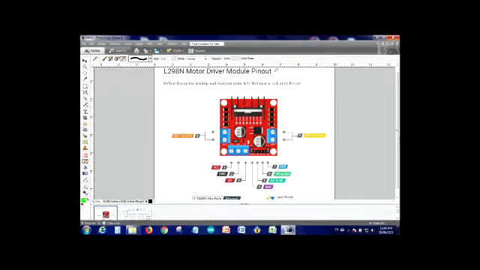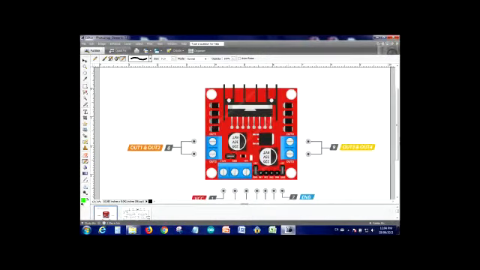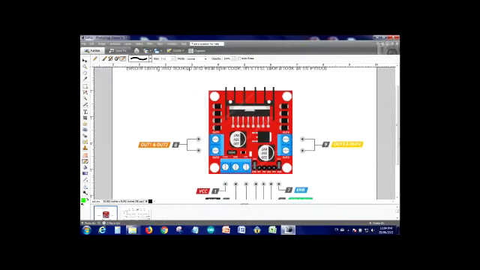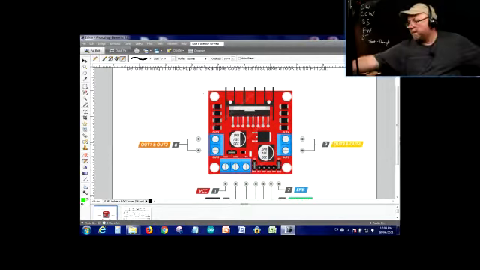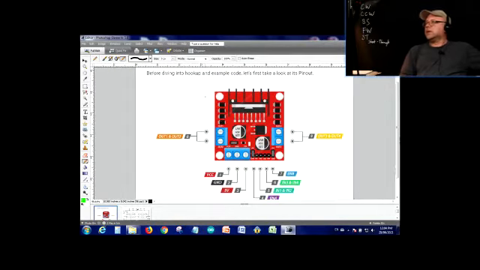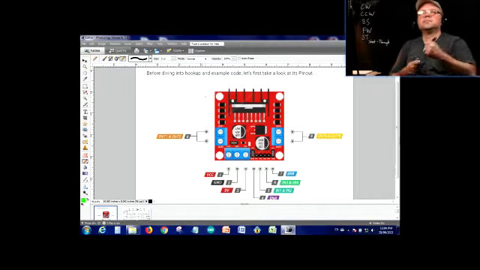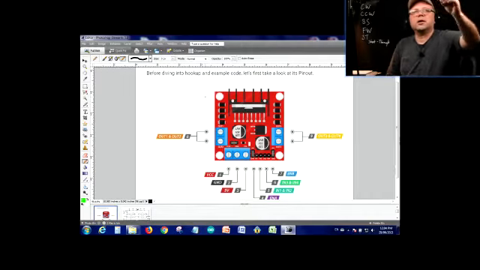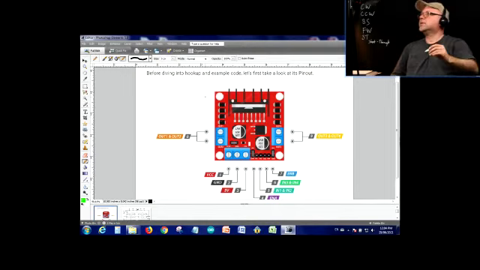All right, just going to make it a little bit bigger. All right, so that's the L298 motor driver. L298 H-bridge driver. Can we do this?